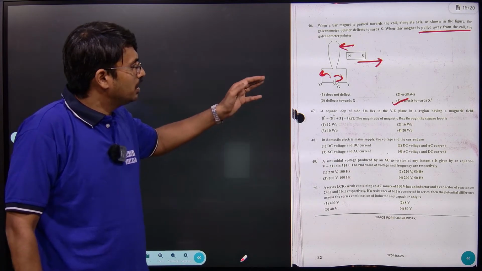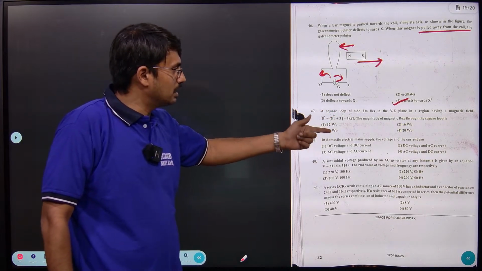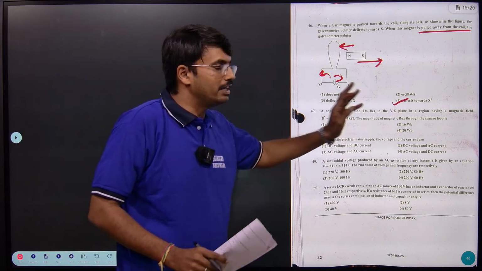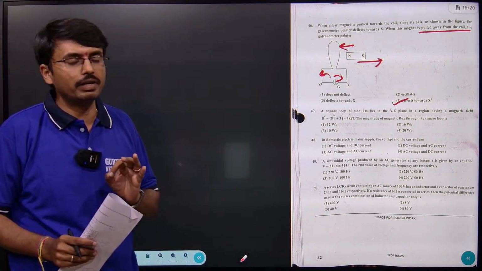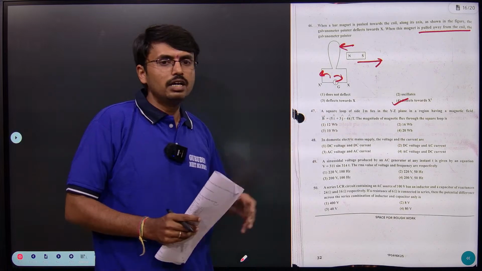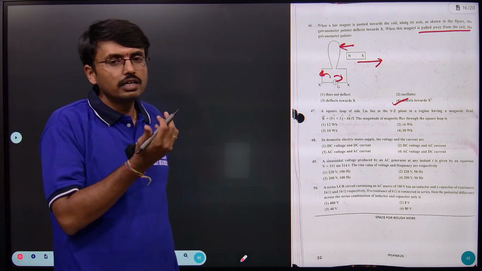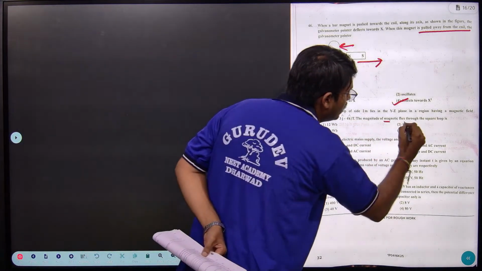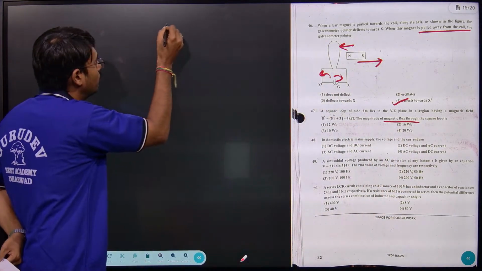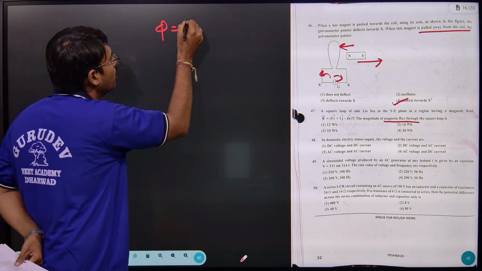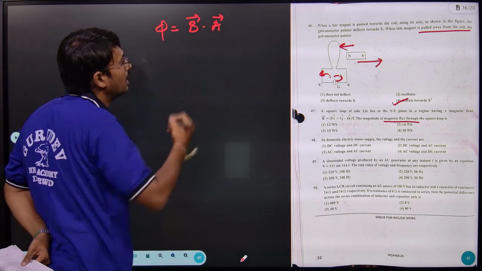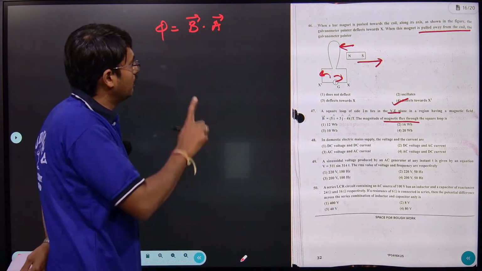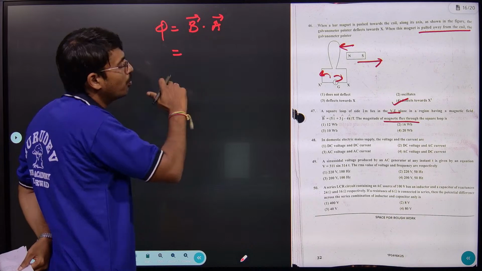Okay, so we'll go to the next one, question number 47. Here we have a magnetic field given, and we have a square loop of side 2 meter that is kept in the YZ plane. The one important point you have to remember here is, if the loop is placed in the YZ plane, the area direction is along the x axis. What we have to find out is the magnetic flux. What's the equation for the magnetic flux? That is the dot product of magnetic field with the area. Area is along the x axis. If it is the x axis, we have to look at only the x components.